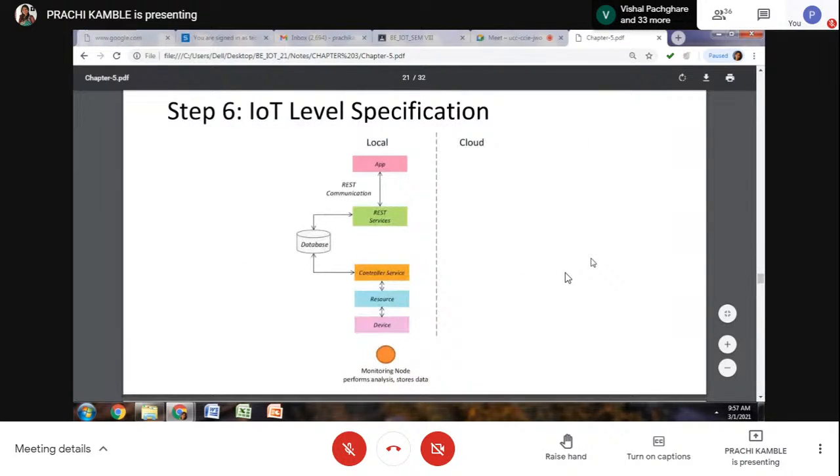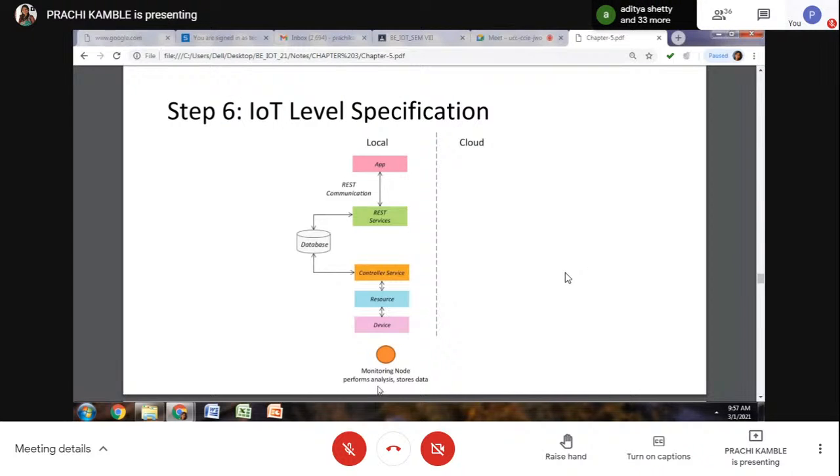Then this is the IoT level specification, that is we require only one monitoring node. Okay, and performance analysis and data storage are required. So we require a device, then we require resources, controlling devices. For controlling devices and REST services we require a database. REST communication is required between REST services and the application, and it is local. So it does not include the cloud.